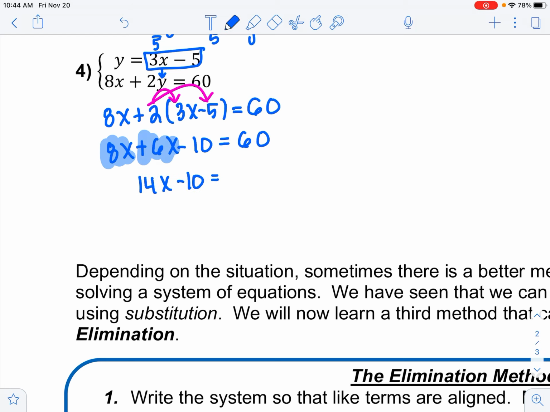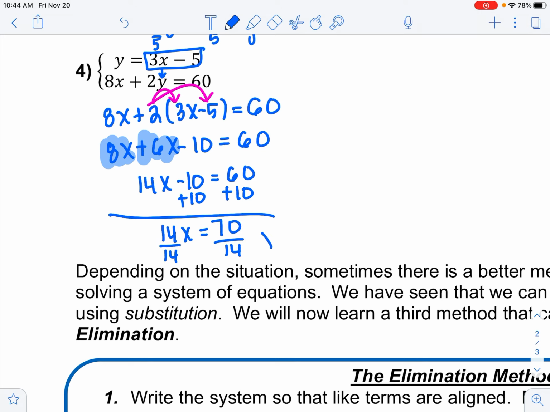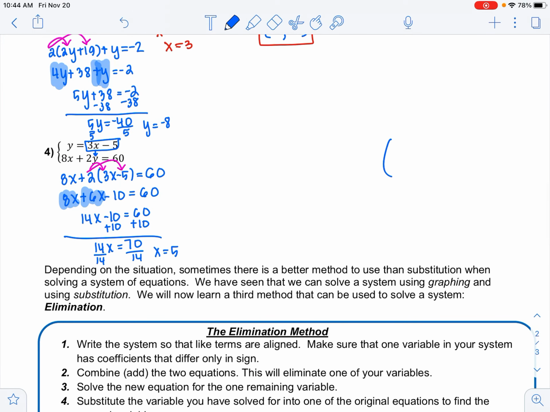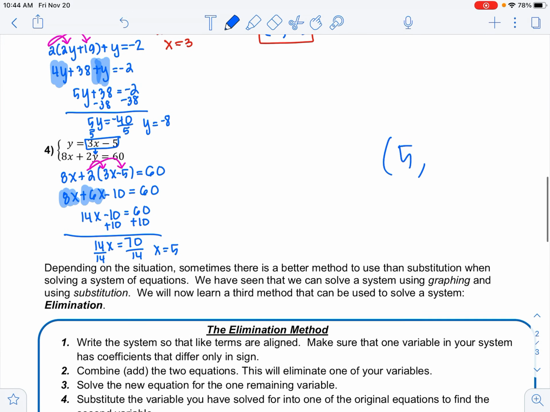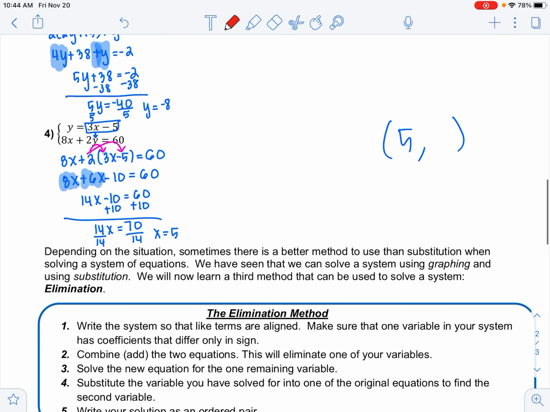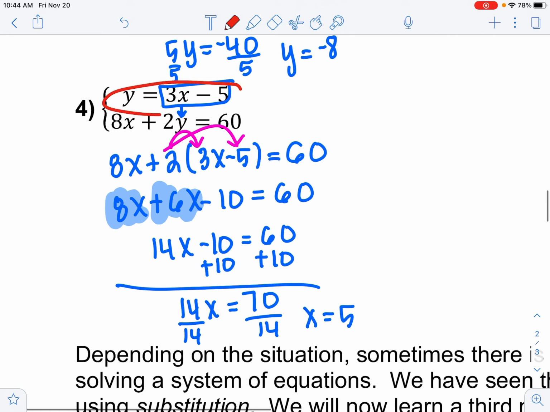Combine like terms. 8x and 6x is 14x. Minus 10 equals 60. Add 10 to both sides. 14x equals 70. And then divide both sides by 14. So I get x is 5. I'll start to write my answer. That's the x value, so 5 comma.